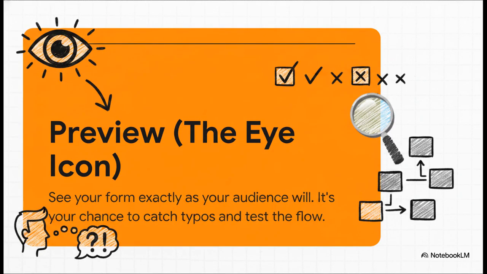Okay, listen up. Before you hit send, this is probably the most important button you're going to click, the little eye icon. This lets you see the form exactly how everyone else will see it. It is your absolute best chance to catch a typo or notice a question that's kind of confusing. Trust me on this, always preview your form.